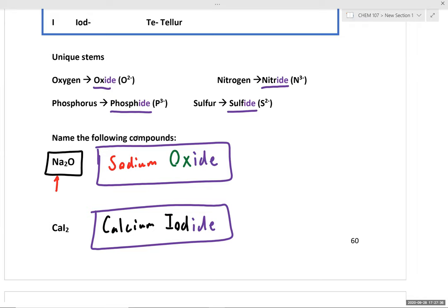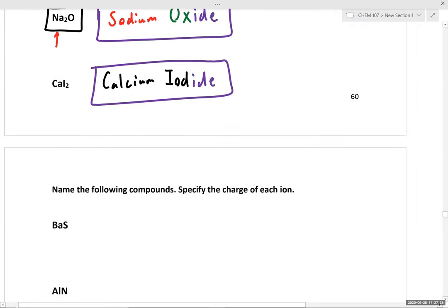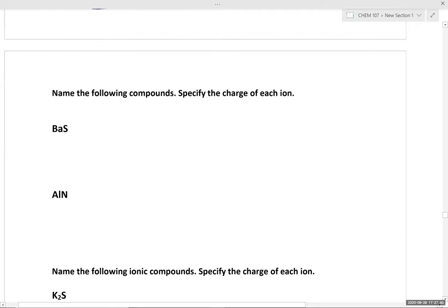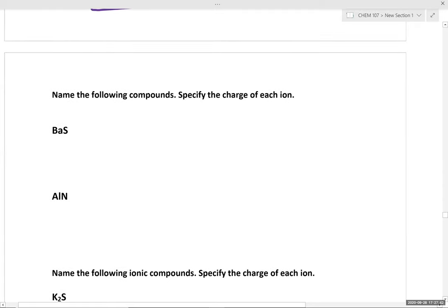What we're going to do now is have you try to name the following compounds, and as a bonus, I'd like you to specify the charge of each ion. Let's look at these first two examples and try to name these two compounds, and we'll give everyone about 3 minutes to work on them.